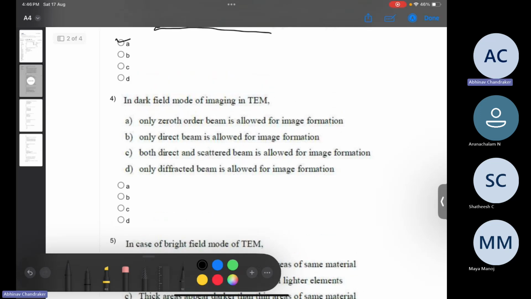Now let's come to the fourth question. In case of dark field mode of imaging, which of these is true? All these MCQs test the very basic concepts which were taught in the lectures. So it's important that you should be able to answer these if you have gone through the lecture.